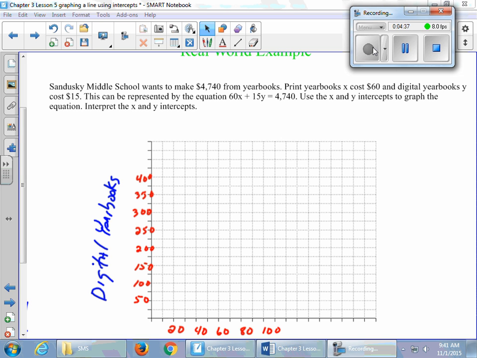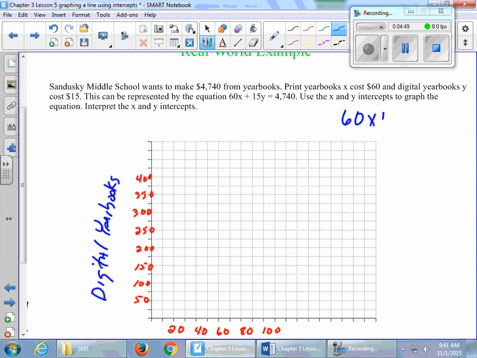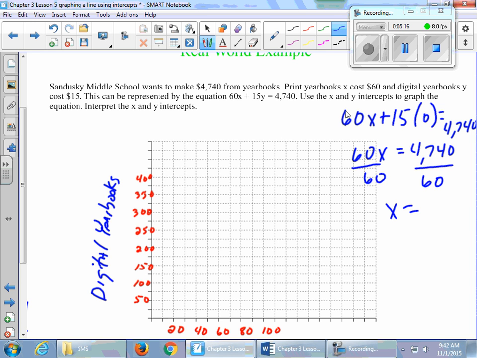Okay, what we're going to do is take our equation and find our x and y intercepts. So first, let's find our x-intercept. We're going to take our 60x plus 15y. To find our x-intercept, we make y 0, equals 4,740. Okay, so that leaves us 60x equals 4,740 because 15 times 0 is 0. And then we just have to divide each side by 60. And that is going to turn into x equals 79.